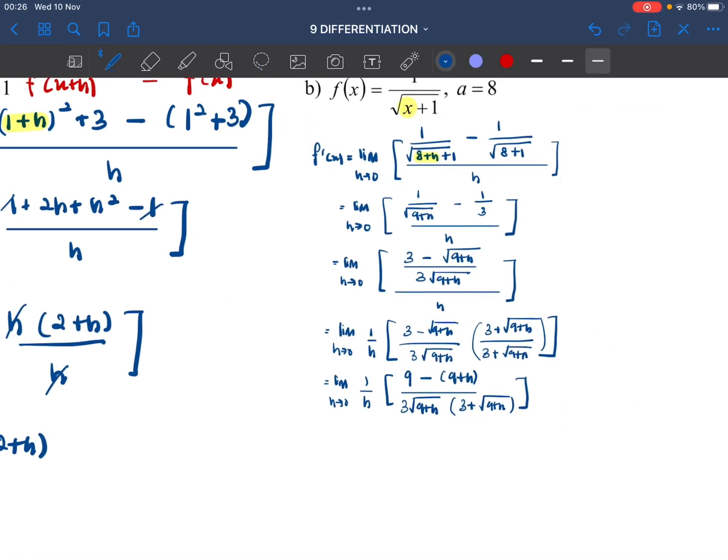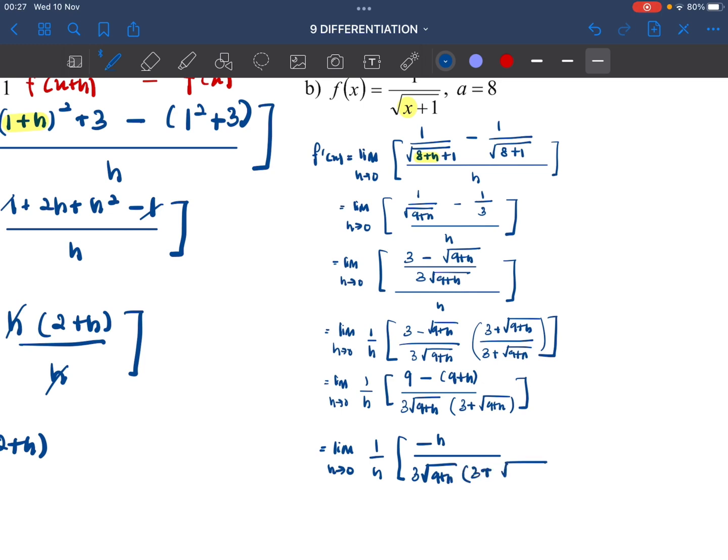Okay, so we are going to have limit h approaches to 0, 1 over h. 9 minus 9, 0. Negative 9h. Atas akan tinggal negative h. So, yang bawah, nak expand boleh, tapi tak perlu buang masa kamu untuk expand kan, sebab kita akan just substitute the value of h. So, tak perlu. So, biarkan sahaja di dalam keadaan macam ni.